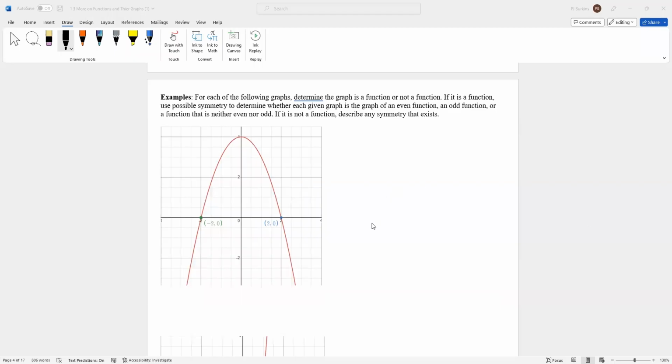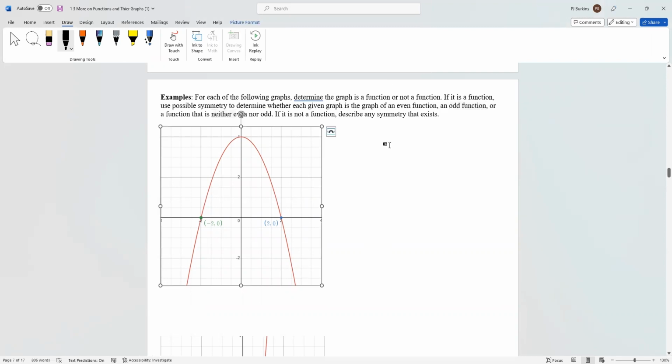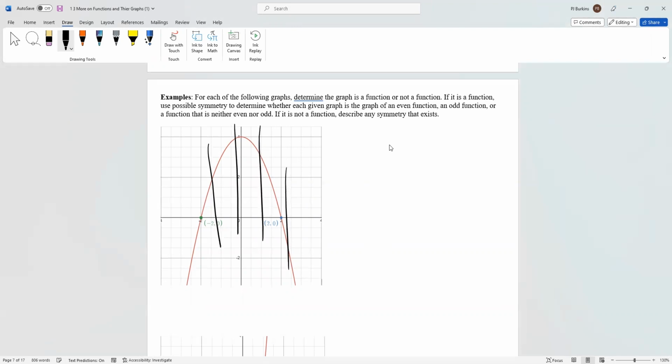All right, so now we're looking at functions, and we're looking at relations or graphs, and we're asked to first determine, is it a function or not a function? So we have to say, does it pass the vertical line test? And if it passes the vertical line test, then is it even, odd, or neither? So this guy, if I were to draw vertical lines, pretty easy to see, he's good to go. This is a function, okay?